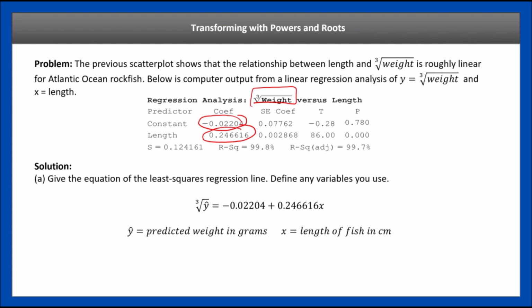So that's the cube root of y, right? So that's the cube root right there. And we're using y hat, right? Because y hat is a prediction. So the cube root of y hat equals our a plus bx.